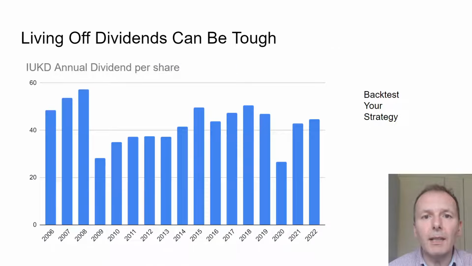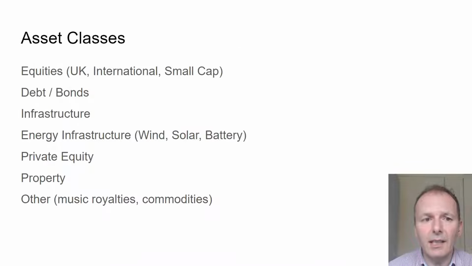Living off dividends can be tough. You really need to backtest your strategy. This is the ETF IUKD that has the 50 highest yielding companies in the UK FTSE 350. The highest ever dividend it paid was way back in 2008, and it still hasn't paid a higher dividend than that of 2018 in recent years.